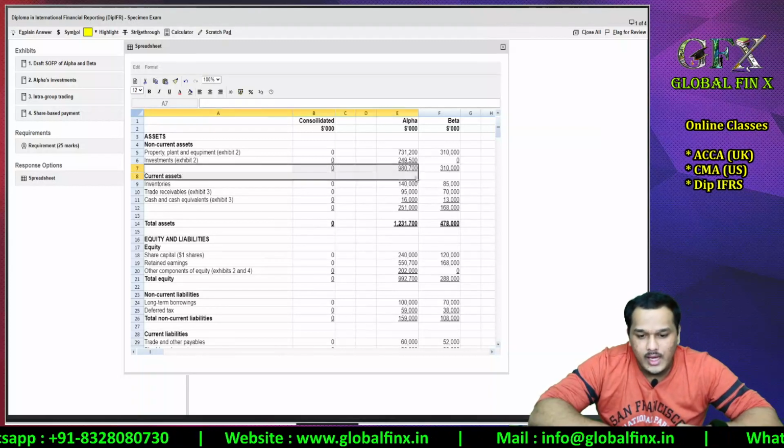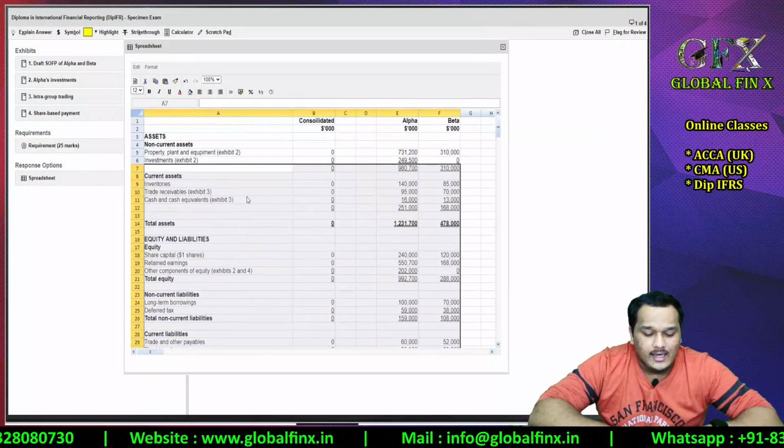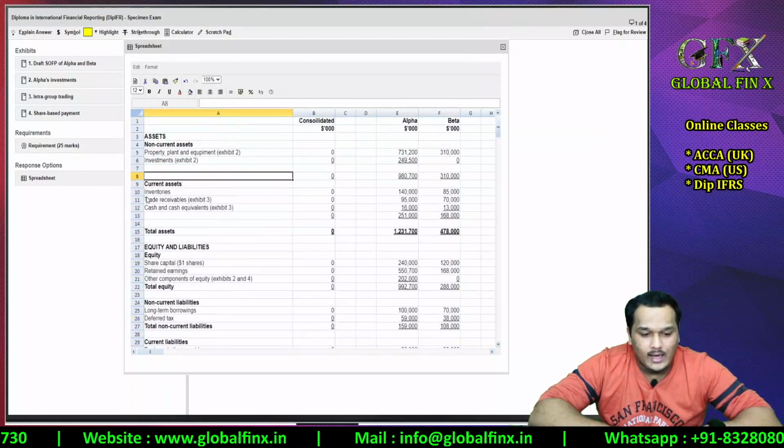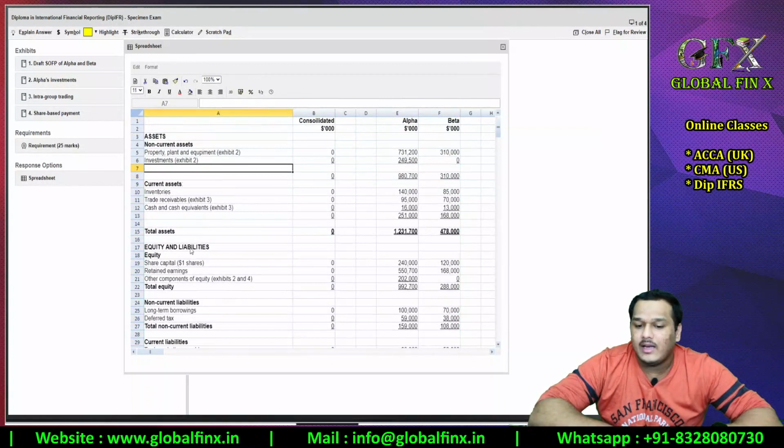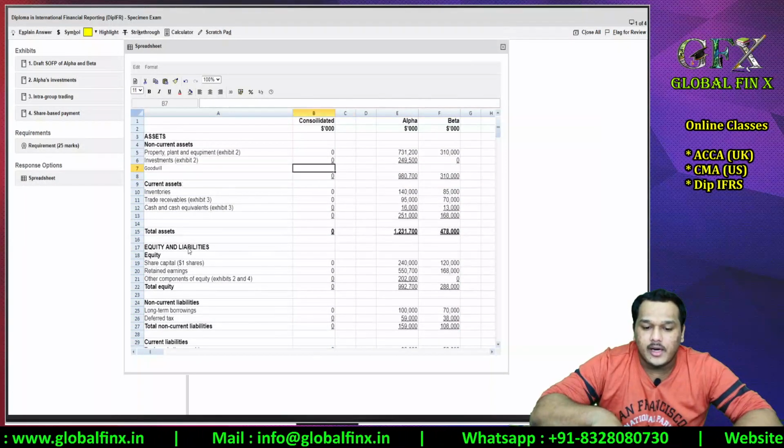So what I'm going to do is, I'm going to very quickly select the entire concept which is there and cut that and paste it one line below. Okay, so now I have a line here. I'm going to name it goodwill. I hope you are able to understand what I'm trying to do.